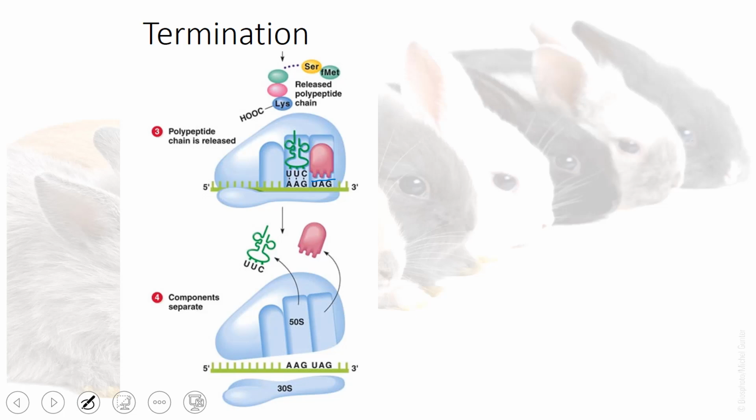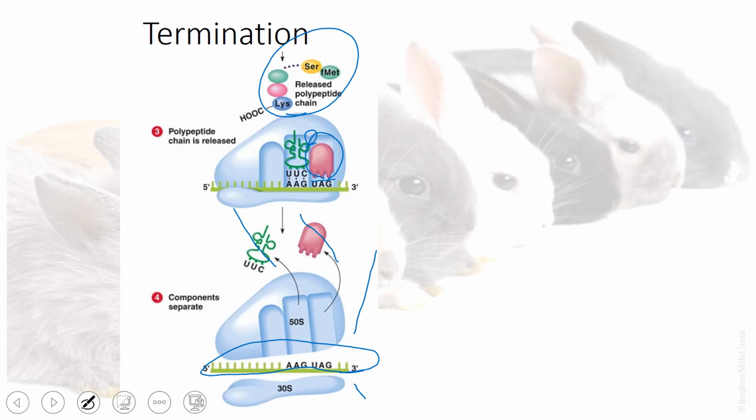Instead, they have what are called release factors. This right here is a release factor that is complementary to the stop codon. And when this release factor binds, there's nothing for this peptidyltransferase to do in terms of creating a peptide bond through a dehydration or condensation reaction. And so when that happens, this whole machine is destabilized. This tRNA falls off. The polypeptide is released. The release factor falls off. The large ribosomal subunit separates from the small ribosomal subunit, and they both release this mRNA.